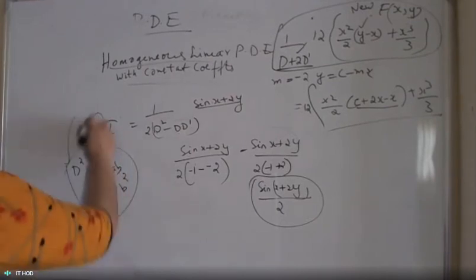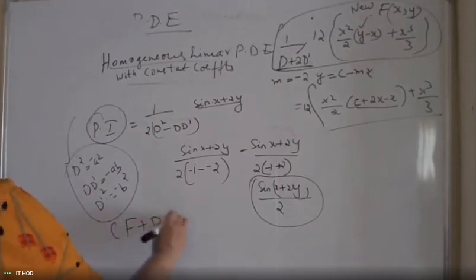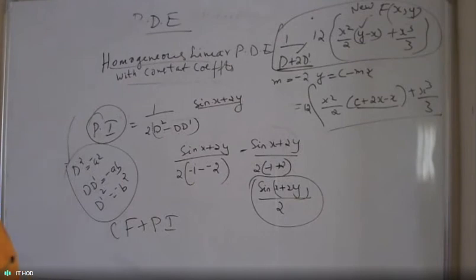I am showing only the P.I. part. The final answer is C.F. plus P.I. I think that's it. Homogeneous is done. So we will stop here.